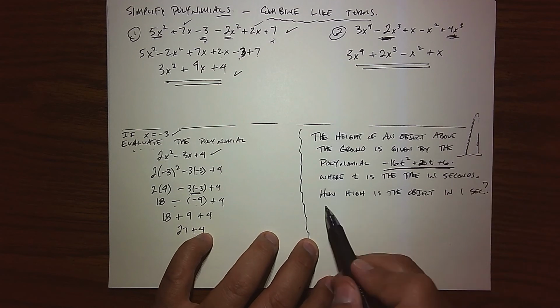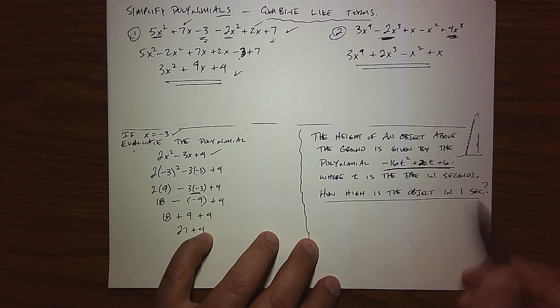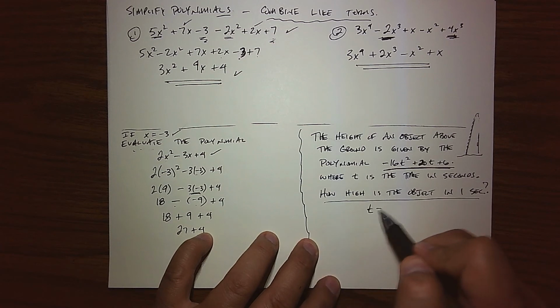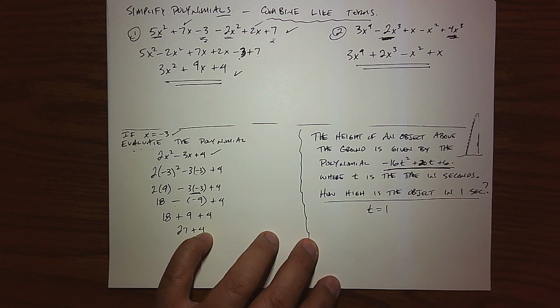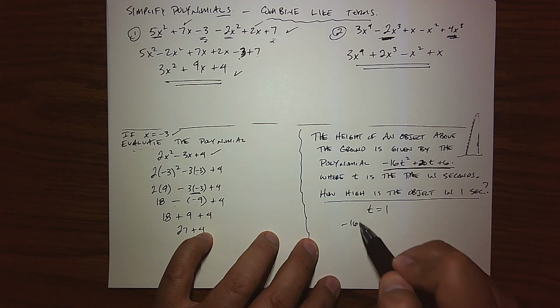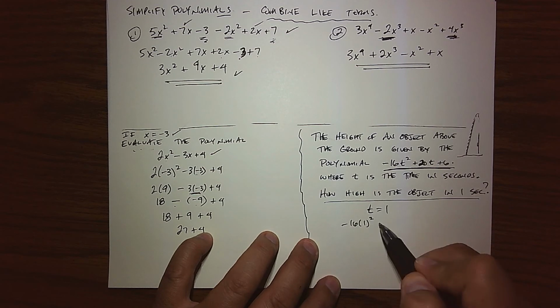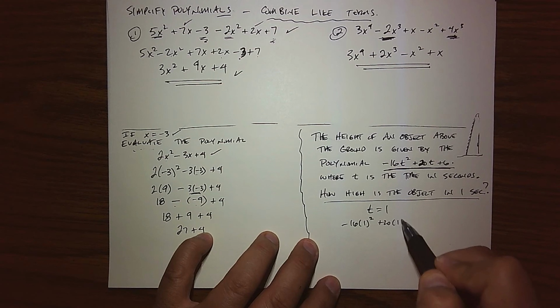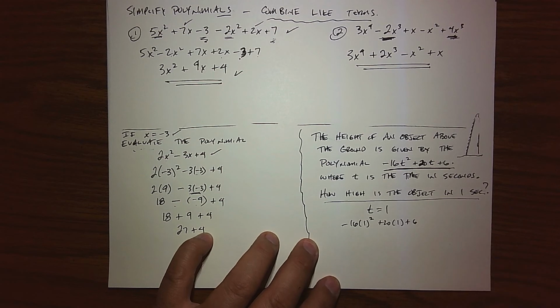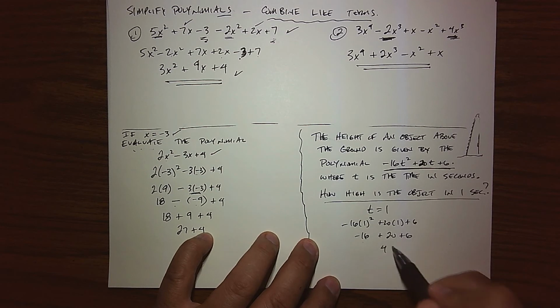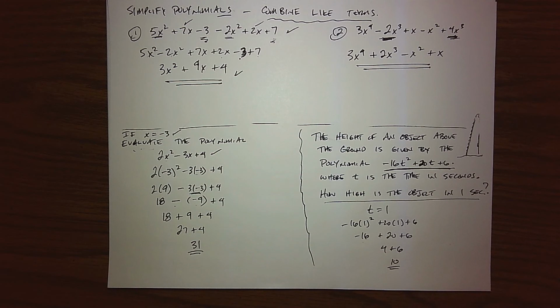And so what are they asking? How high is the object in 1 second? So basically that's language for t is equal to 1. So I go to my polynomial and I replace the t with 1, and we basically find our value. All right, and so I think 1 squared is 1, so this is effectively negative 16. 20 times 1 is 20 plus 6. Negative 16 plus 20 is 4 plus 6, and so we're talking about 10. So the height of the ball is 10.